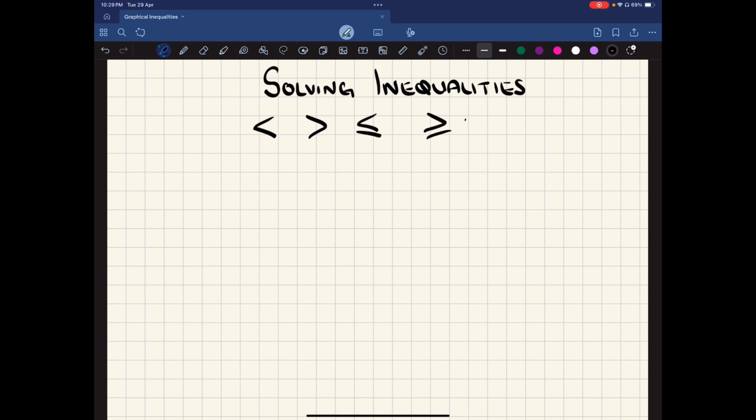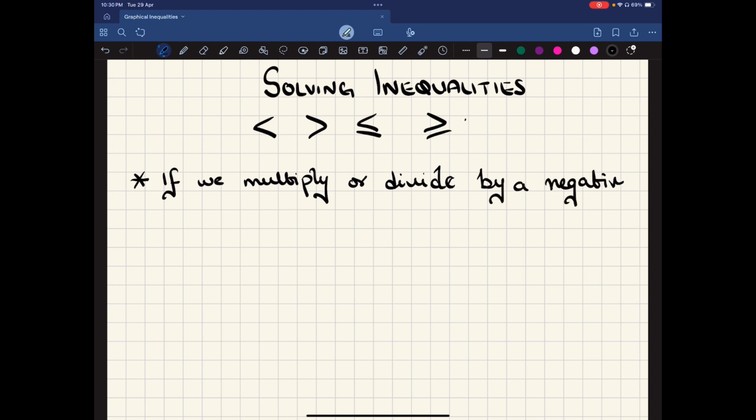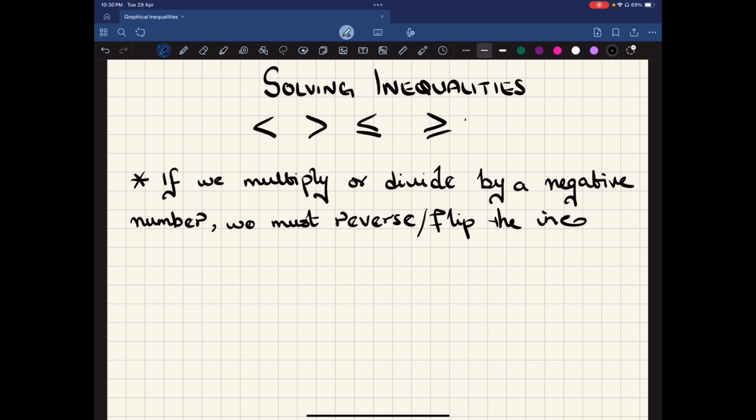But there's one additional rule which is of extreme importance, and you need to keep that in mind whenever you're solving an inequality: if we multiply or divide by a negative number, we must reverse or flip the inequality sign. I will explain this in a minute.